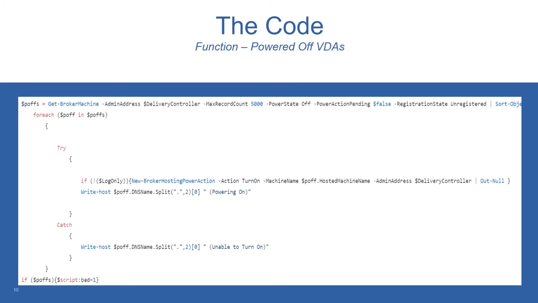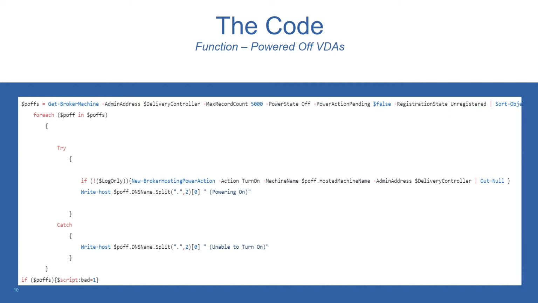So this is the power off VDAs function. It's basically just going to go through and do a get broker on the delivery controller. Above this, there's a for each delivery controller. So every single one of these functions, if you have multiple delivery controllers specified, will do the for each on each delivery controller. It gets them where the power state is off, there's no power action pending, and the registration state equals unregistered.